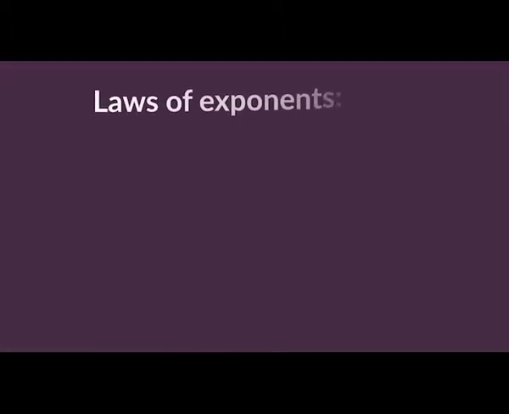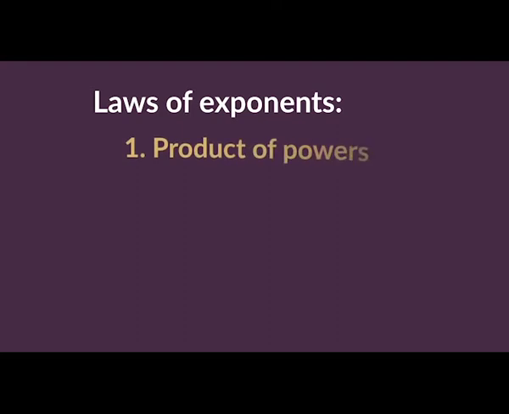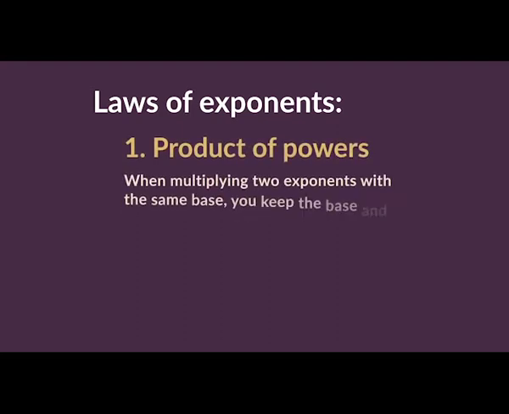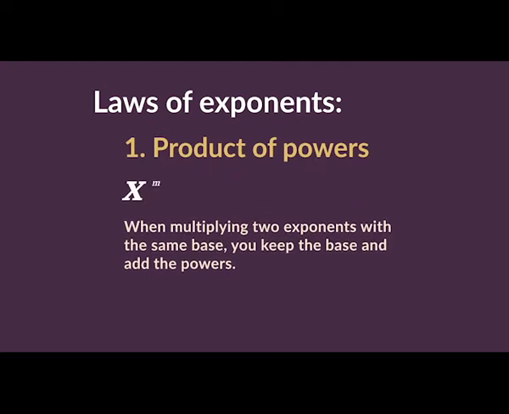The following are the laws of exponents. The product of powers law states that when multiplying together 2 exponents with the same base, we keep the base and add the powers. This is written as x to the power of m multiplied by x to the power of n equals x to the power of m plus n.